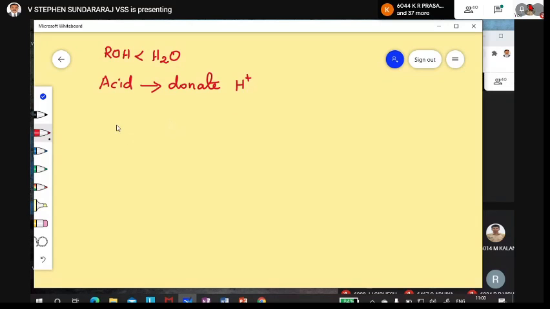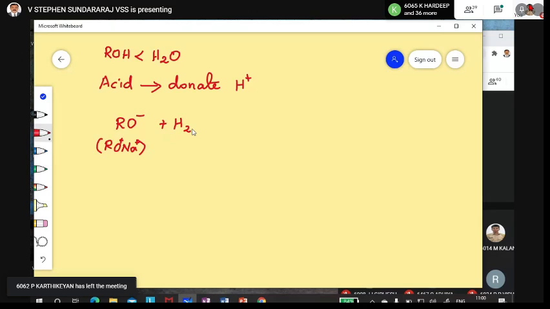Now what you do is, I am taking RO minus. Don't think that I am writing only RO minus, but RO minus alone cannot be taken from the reagent bottle. That is RONa. From RONa, this is RO minus, Na plus. In the reaction, I am showing only the minus part. Now you add sodium alkoxide, methoxide or phenoxide, and then you add water, H2O.